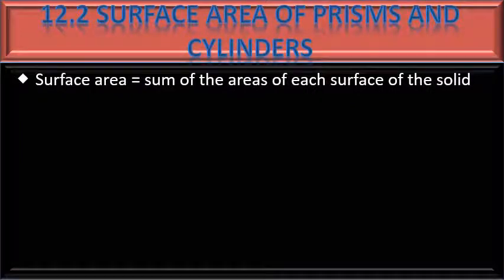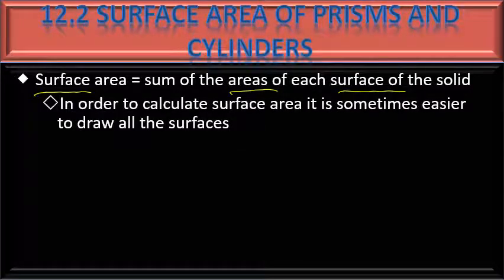Lesson 12.2, Surface Area of Prisms and Cylinders. The surface area is the sum of the areas of each surface of the solid. Surface area is the area of the surface. In order to calculate the surface area, sometimes it is easier to draw all the surfaces.